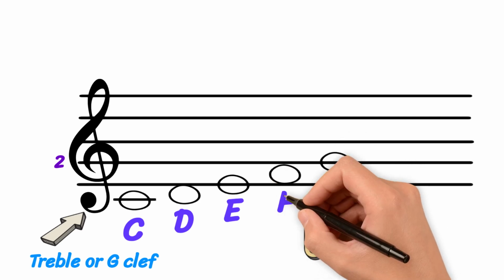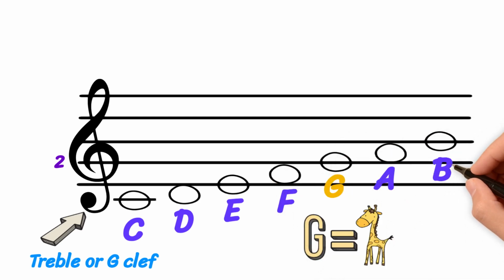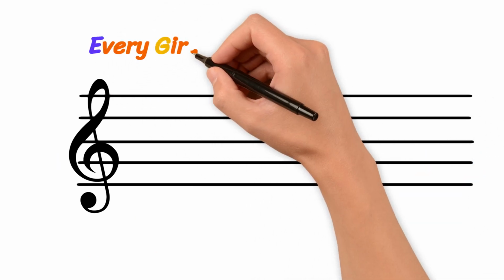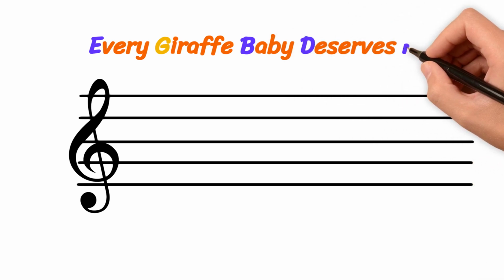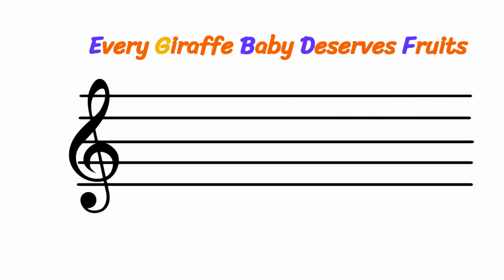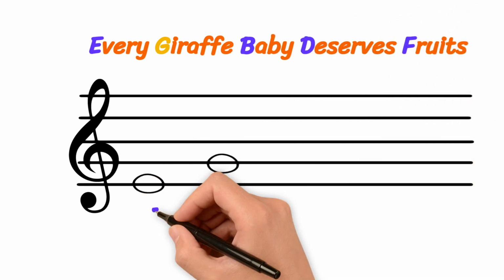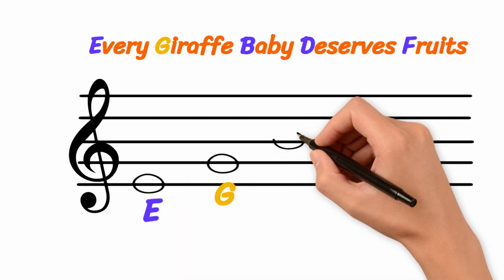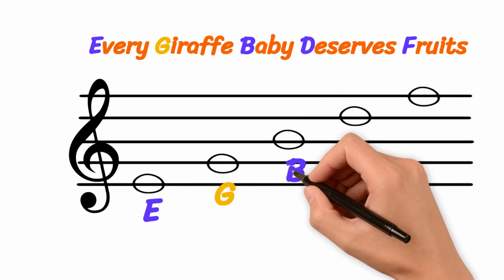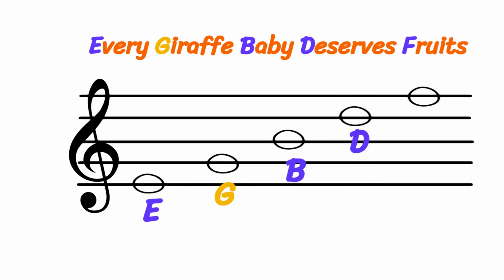In the beginning, it can be hard to remember the placement of the letters. So memorizing a sentence like, "Every giraffe baby deserves fruit," can be handy. Each word's initial shows the line notes in the treble clef. You can pause the video here to memorize the line notes in the treble clef.